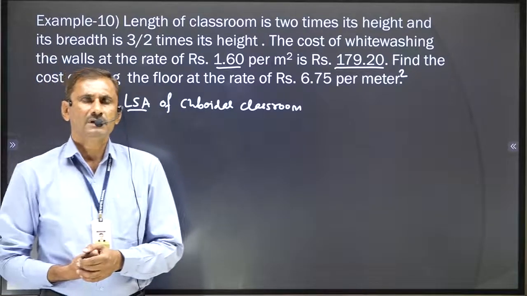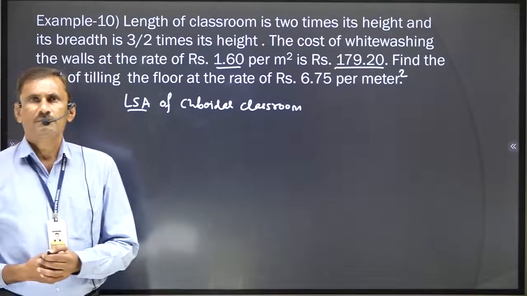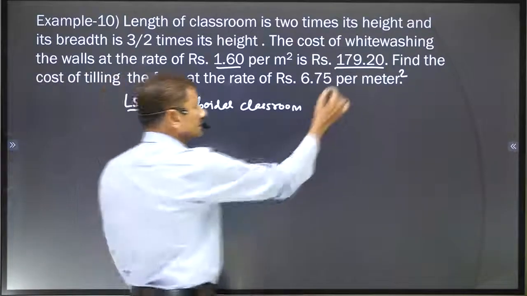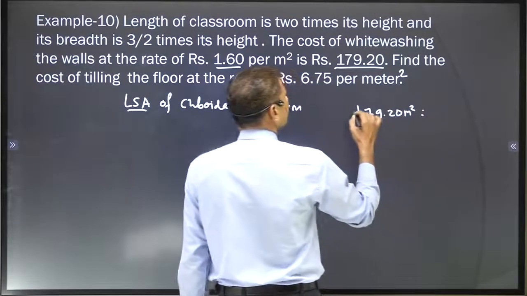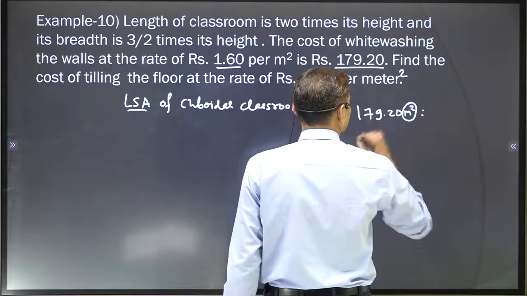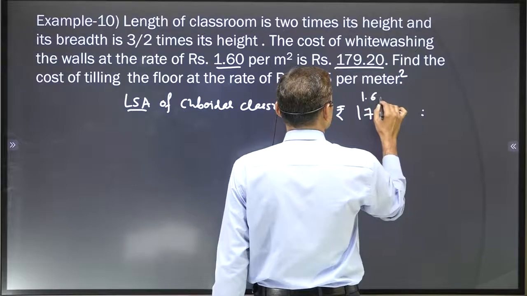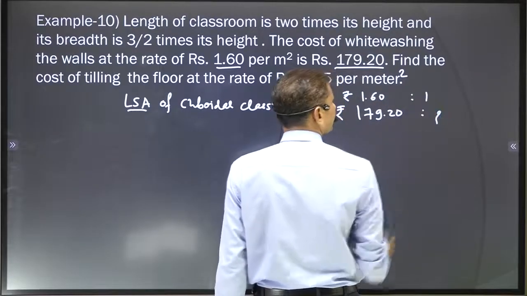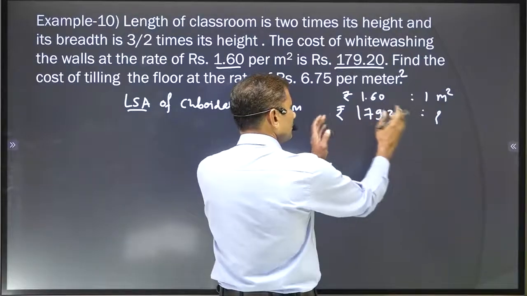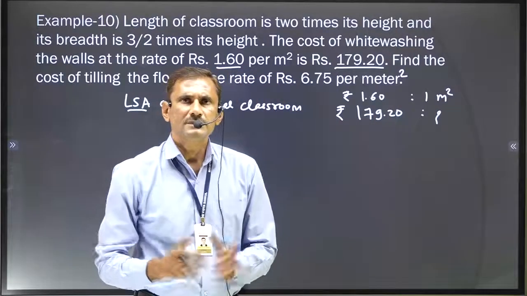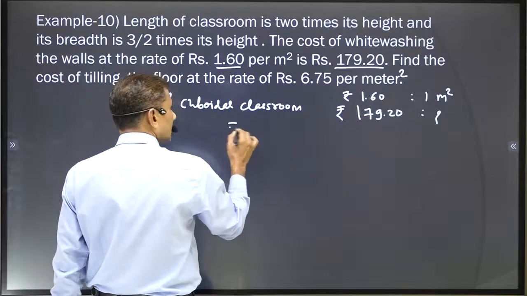Obviously, rupees 1.60 is for 1 meter square, but we are having so many rupees. So how many meter squares? You can understand it this way also: if you are not getting it directly, this much rupees is equivalent to this much area. Meter square means area. If it is rupees 1.60 only, it is 1 meter square, but so many rupees are there, so it will be more than once, meaning many meter squares. So that is the area. If you cross multiply, you can find the LSA.